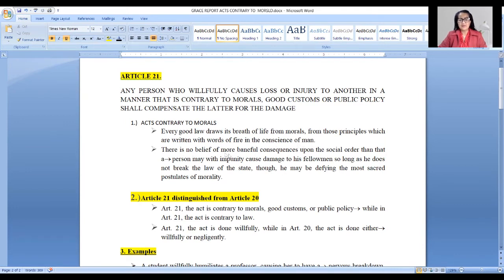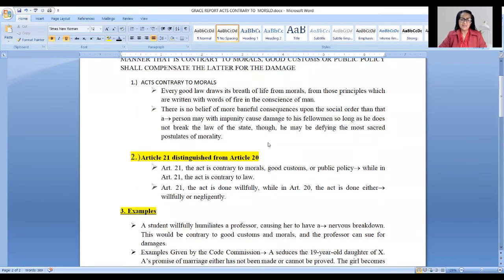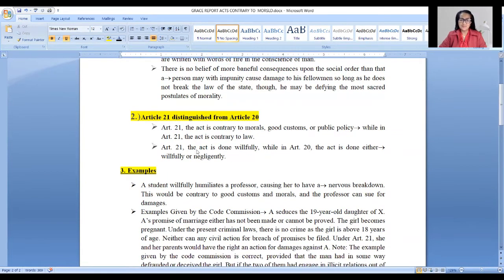There is no belief of more baneful consequences upon the social order than that a person may with impunity cause damage to his fellow men, so long as he does not break the law of the state, though he may be defying the most secret postulate of morality. Article 21, distinguished from Article 20. In Article 21, the act is done willfully, while in Article 20, the act is done either willfully or negligently.